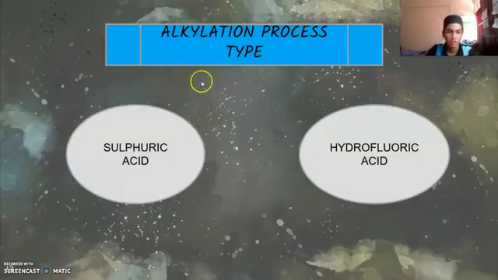So let's go to the alkylation process. There are two types. First, sulfuric acid, and the second one is hydrofluoric acid.